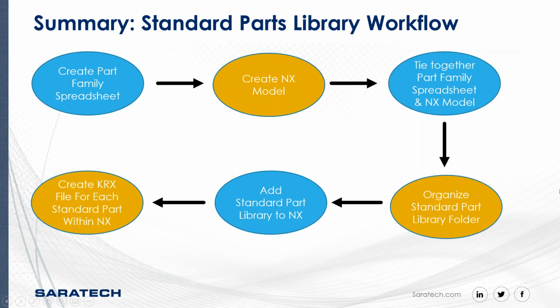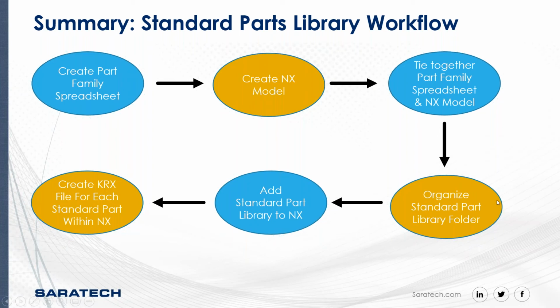To recap our discussion, we can visualize the overall workflow of the standard parts library creation process. We start off by creating our part family spreadsheet and populate it with all the needed size variations of a standard part. We can then move on to create the NX model of the part and dimension it using the expressions defined in the part family spreadsheet. We then tie together the part family spreadsheet and the NX model by inputting the spreadsheet into the part family function of the NX model.